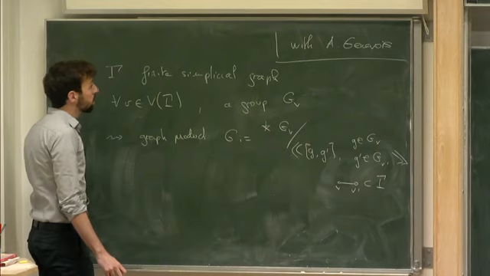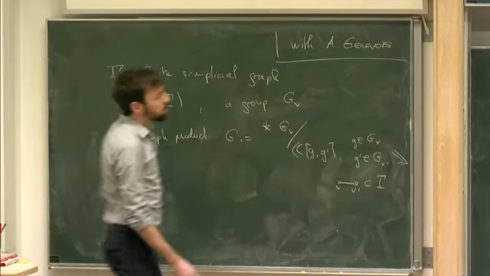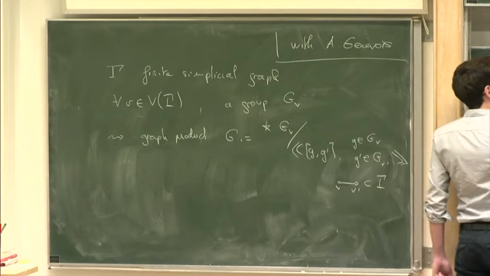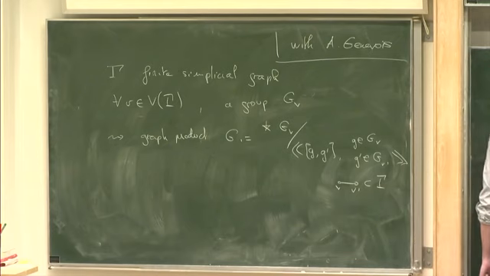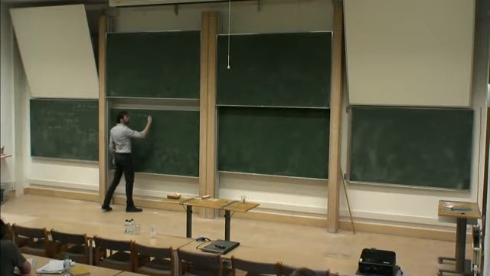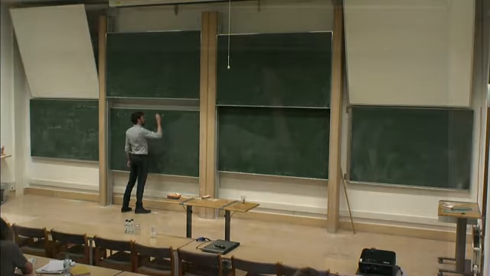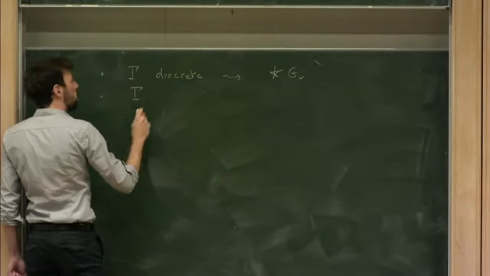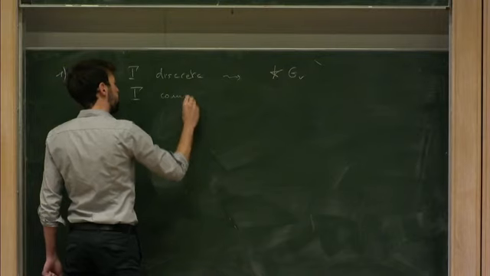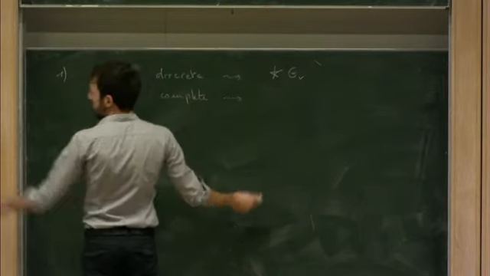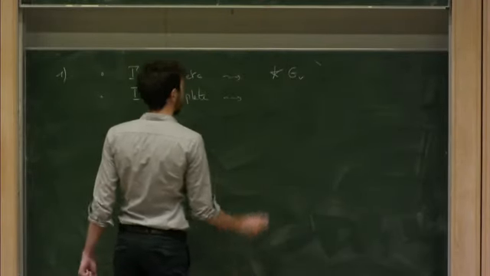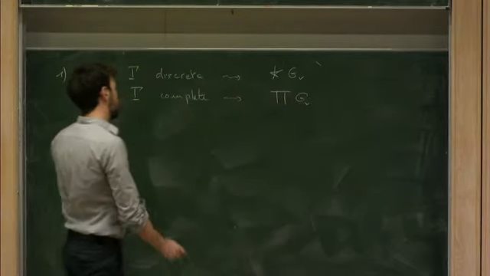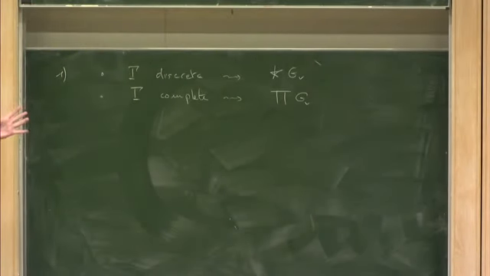We've seen some examples already. If gamma is discrete, you add no relations, so you get a free product, which is just the free product of all the GV. If now gamma is complete, then you add all the commuting relations. So the graph product that you get is the direct product of all the GV. So that's for conditions on the graph gamma.